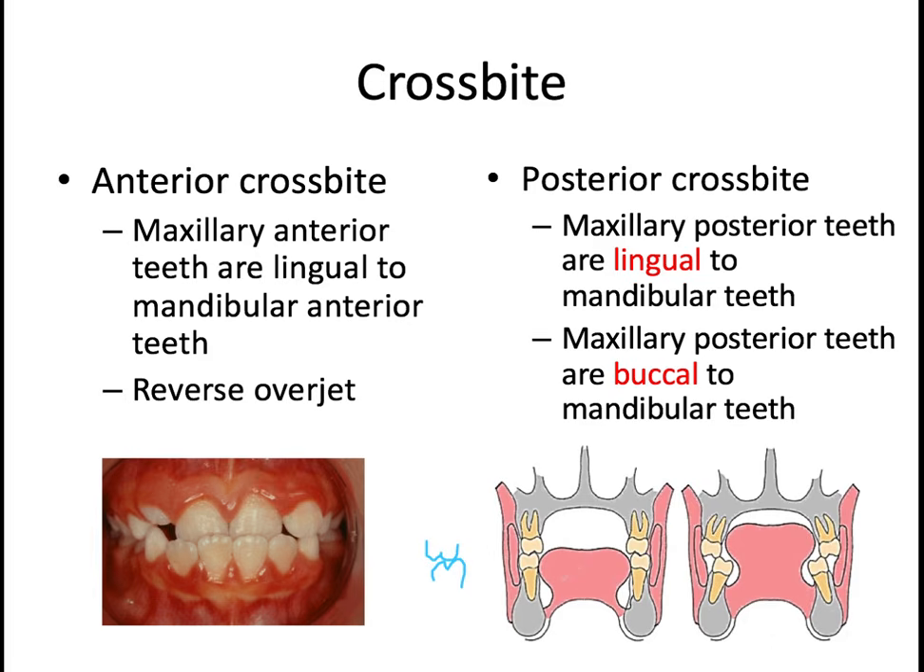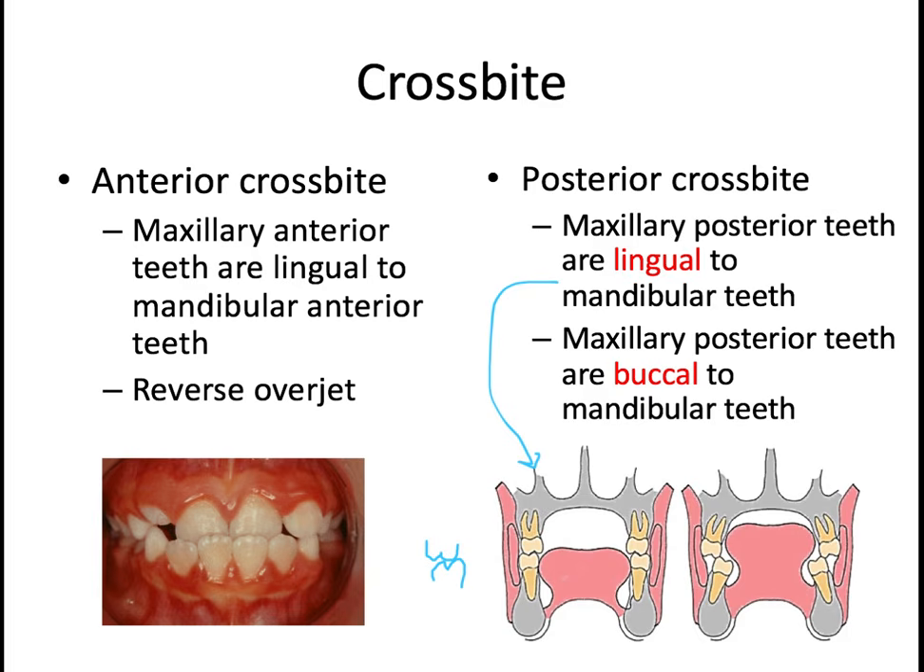So lingual posterior crossbite, which is the more typical example when we say posterior crossbite, is when the maxillary posterior teeth are lingual to the mandibular teeth. That's what we see in this example. They're located too far lingual relative to where those mandibular teeth are. So they still interlock, but they're in the wrong configuration.